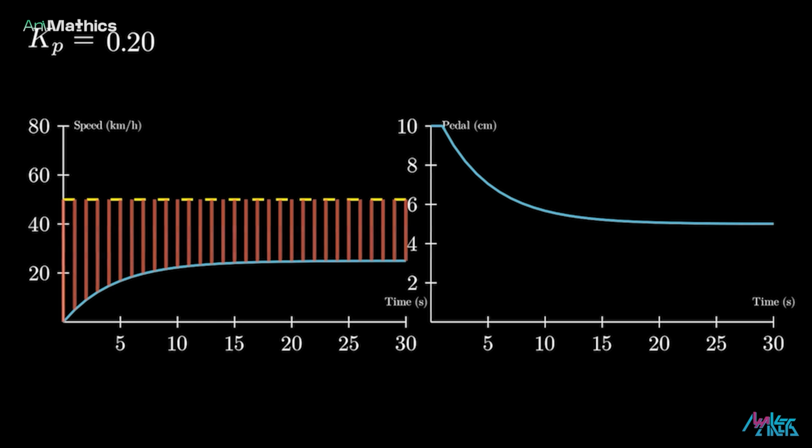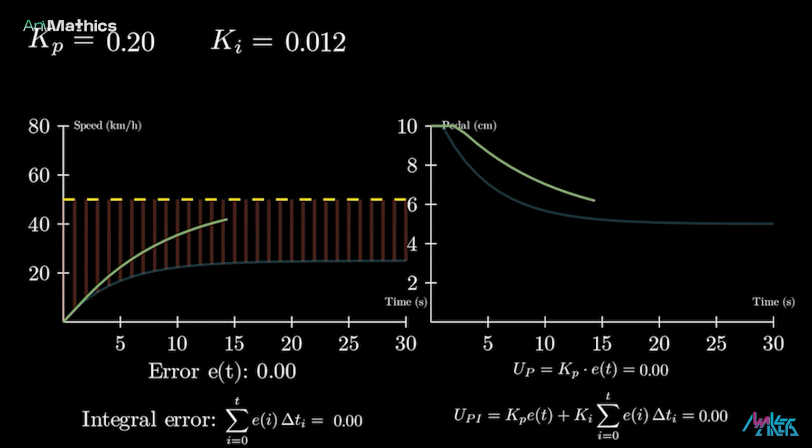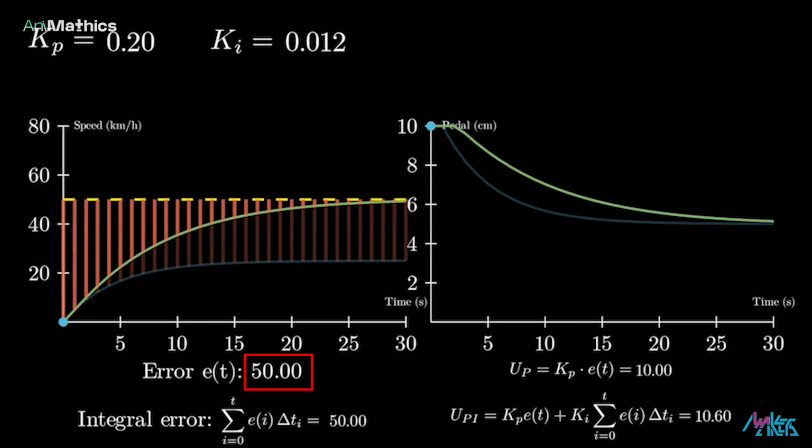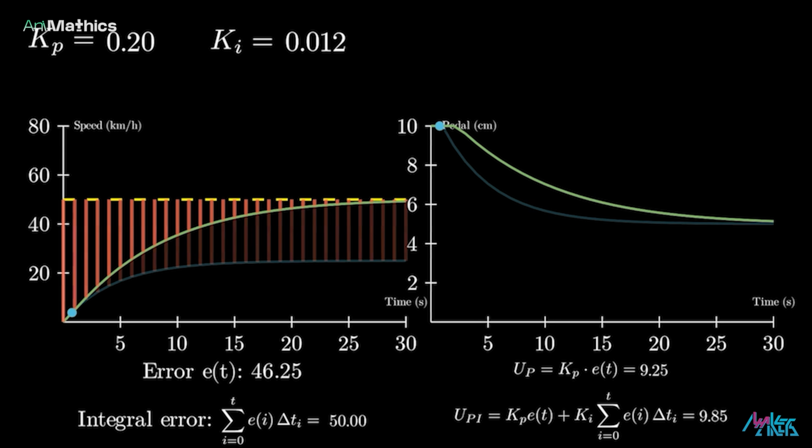Then what happens now? At the very first second, the error between the desired speed and the actual speed is 50 kilometers per hour. With the P controller, the gas pedal is pressed down 10 centimeters, proportional to that initial error. With a PI controller, in addition to the 10 centimeters for the P term, the control adds another 0.6 centimeters from the I term, calculated as 50 multiplied by 0.012. This way, the PI controller already introduces a small compensation right from the start.